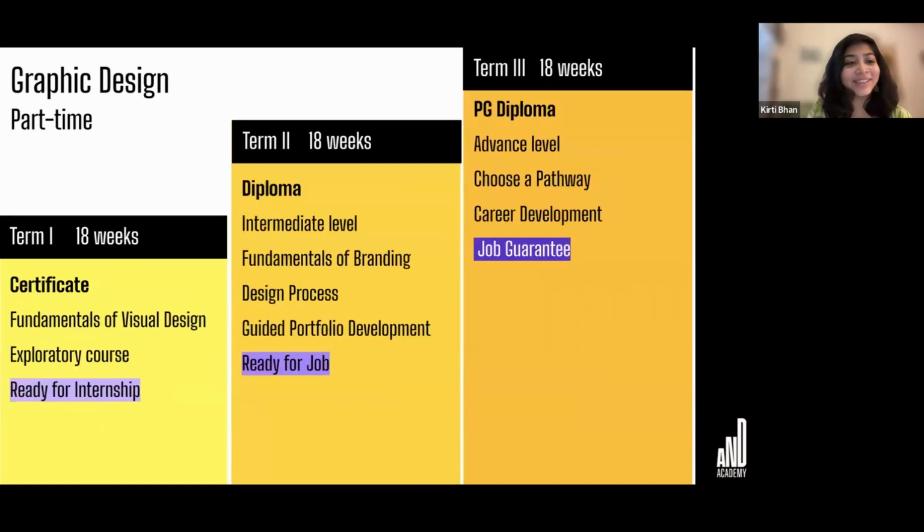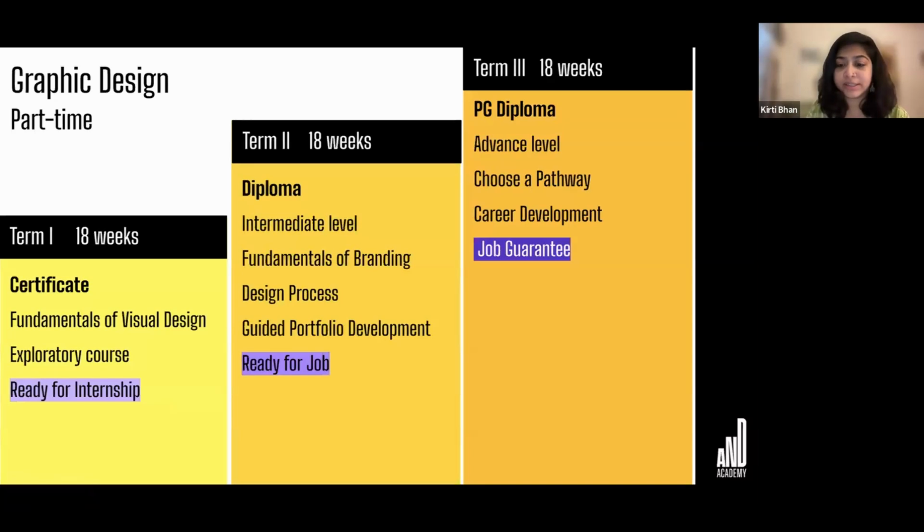Now we can see the segregation has already happened. Like I've shared already, with the term 1 certificate you are ready for an internship. In term 2, you're ready for a job, at the intermediate level, where you also understand fundamentals of branding, design process, and guided portfolio development. Then the PG diploma is the advanced level in graphic design, where you choose a pathway, and you also have career development sessions and the job guarantee. So this is how the whole course is distributed in detail.